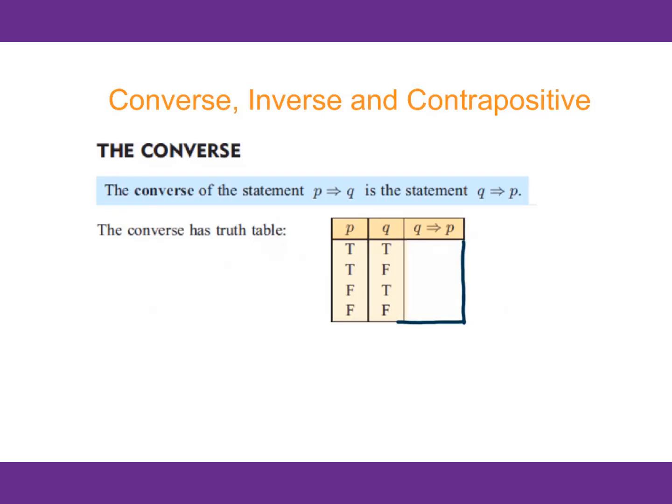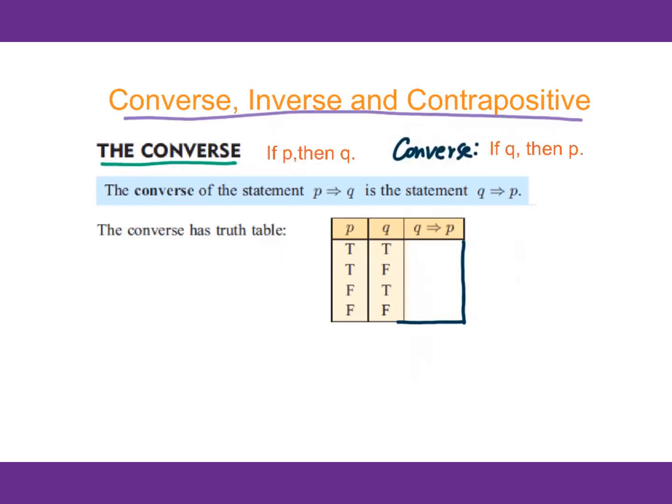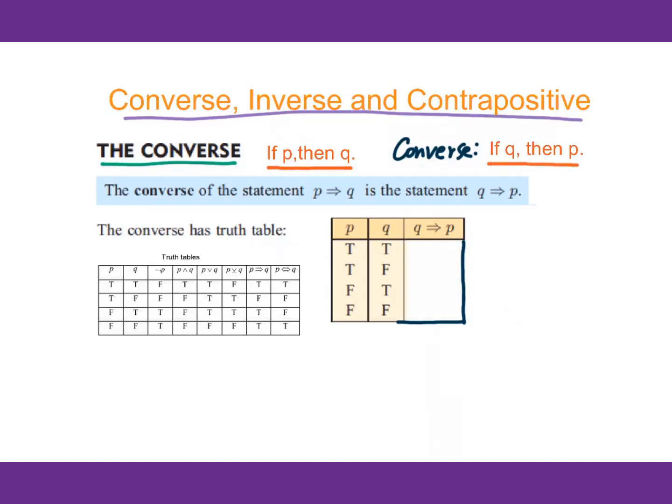Today's lesson is about converse, inverse, and contrapositive. Let's talk about the converse first. For example, for the statement if P then Q, the converse will be if Q then P. In other words, we can write it this way: the converse of the statement P implies Q is the statement Q implies P.